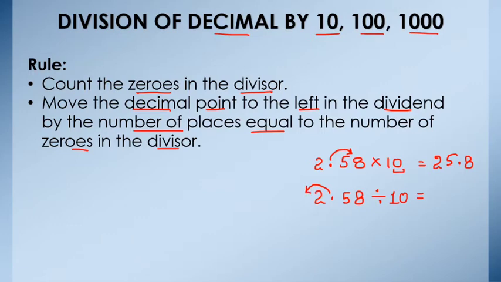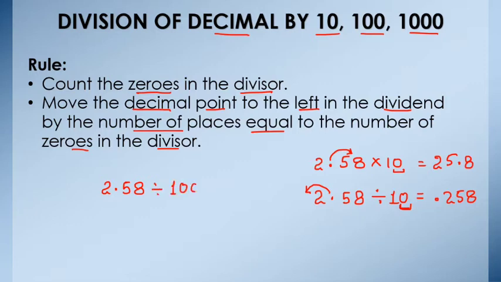So in multiplication, the decimal was shifted to the right. In division, we will shift the decimal to the left by counting the number of zeros in the divisor. In this divisor, as you can see, one 0 is there, so we will shift the decimal one place to the left. So the answer will be 0.258. In the same way, if we have to divide 2.58 by 100, we have to divide this number by 100.